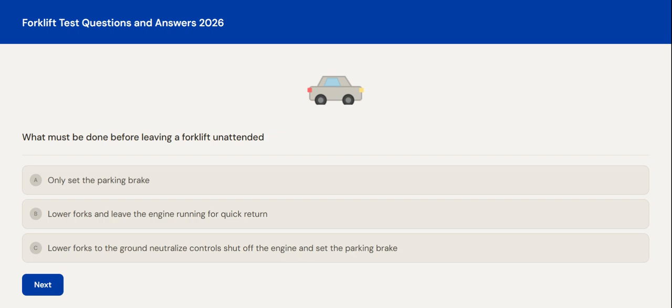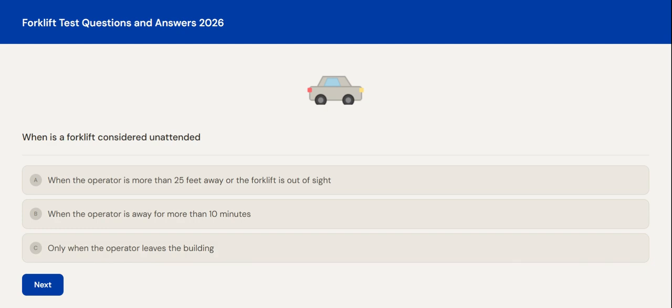Next question. What must be done before leaving a forklift unattended? Lower forks to the ground, neutralize controls, shut off the engine, and set the parking brake. All 4 steps, every time. A forklift left running with raised forks in a warehouse is a catastrophic hazard for everyone nearby.